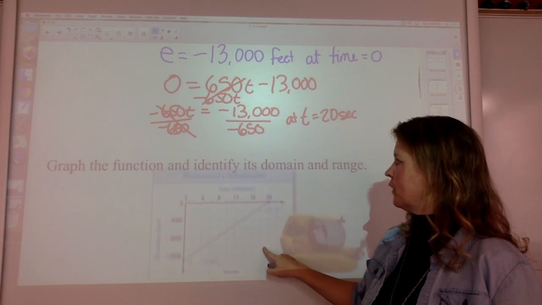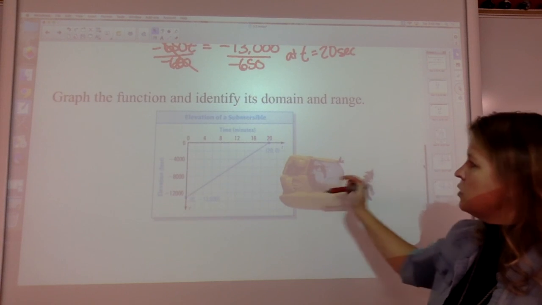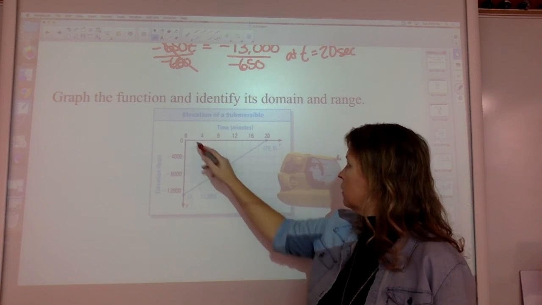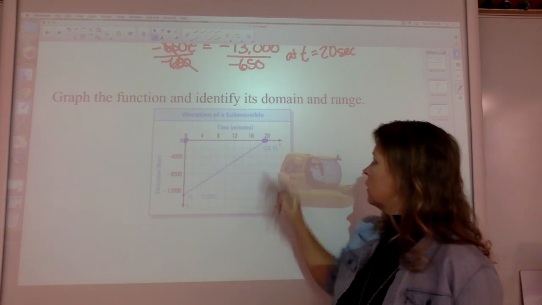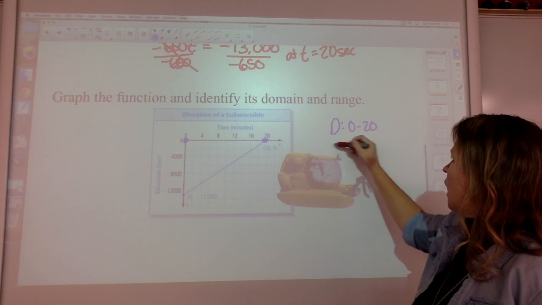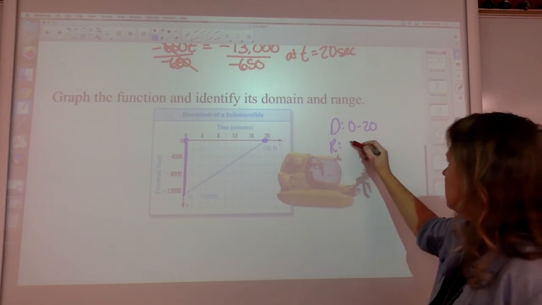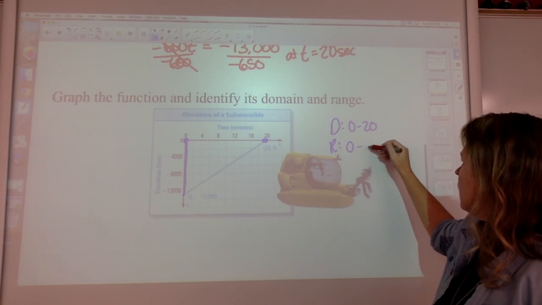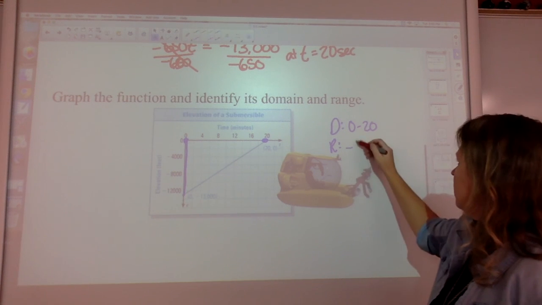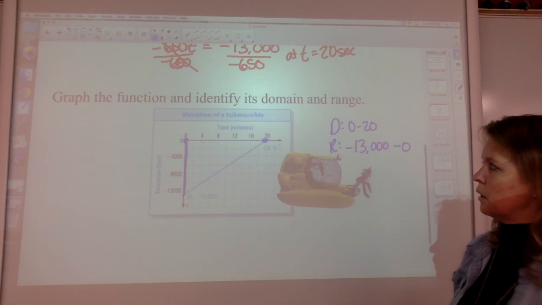I'm not going to make you graph the function, but here it is. Identify its domain and range. The domain is always the x values, so 0 through 20. Domain is 0 to 20. And the range is always the y values. The range goes from 0 down to negative 13,000. We should probably write that the other way. Between negative 13,000 and 0.